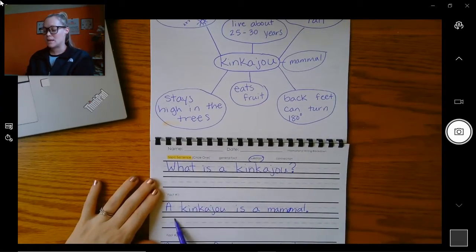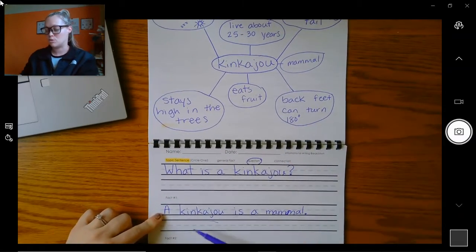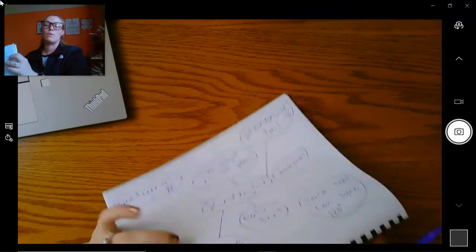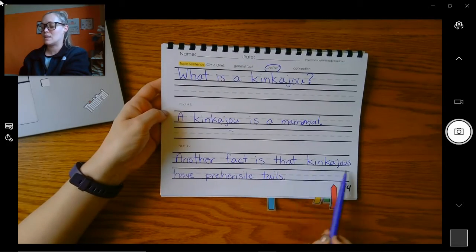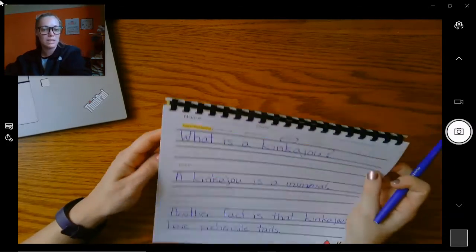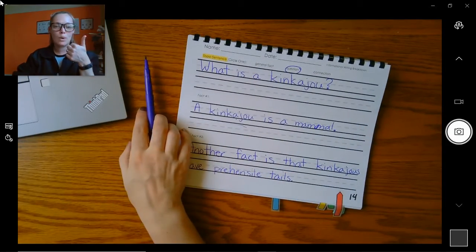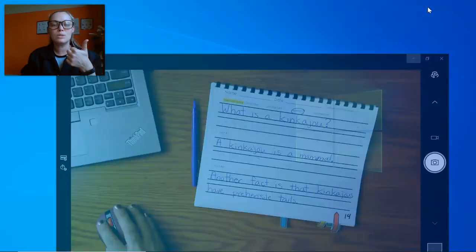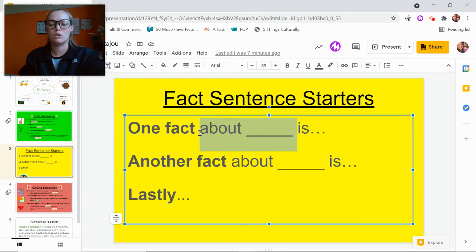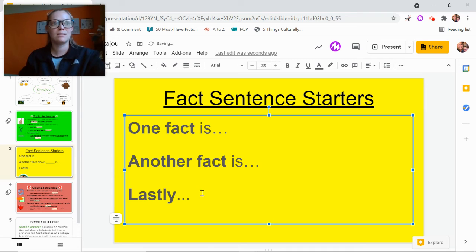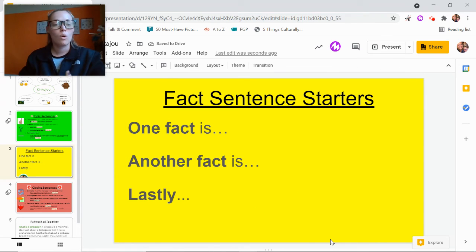Okay? The main thing I left off from in my notes was, who was I talking about? What was I talking about? So I went back and I added in, a kinkajou is a mammal. Another fact is that kinkajous have prehensile tails. So you just want to turn it into a complete sentence, okay? Your job today, use your web of facts. Please use these sentence starters, which I might change just a little bit to make it shorter. One fact is, another fact is, and then lastly. So you're welcome to use these or just start with your topic, a kinkajou. Okay? But please make sure you reread them and that they make sense.